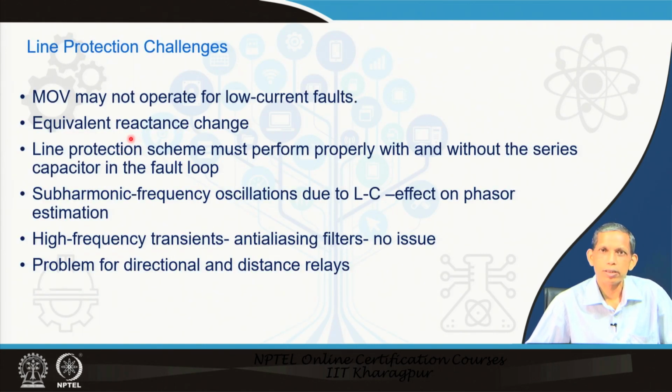Now, this arrangement leads to transmission line protection. MOV may operate or may not operate. MOV will operate if the current becomes more than 2-3 times in the fault path, but for lower current due to a very remote fault or a fault associated with any arc or high steep fault, the current may be low, and then the corresponding capacitor may not be bypassed.